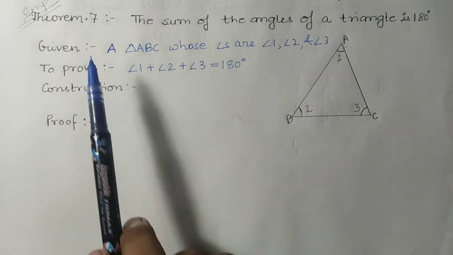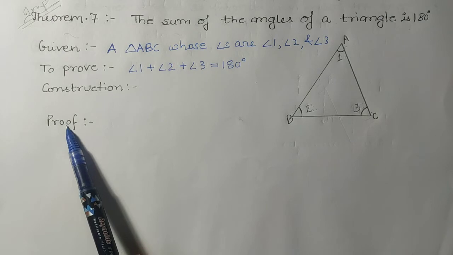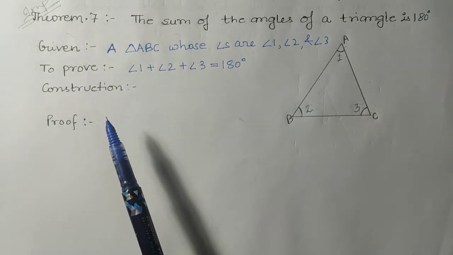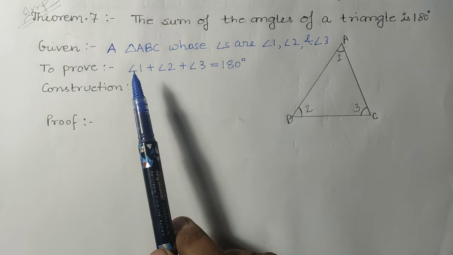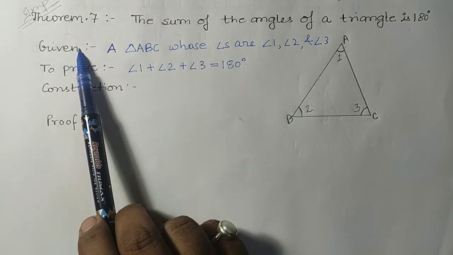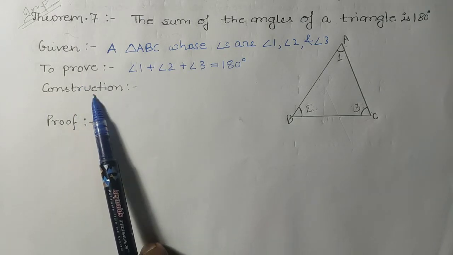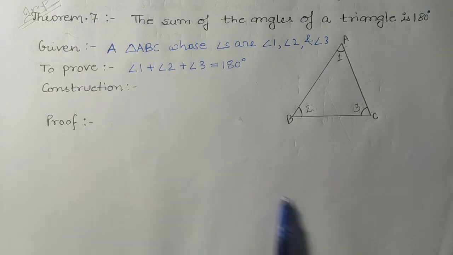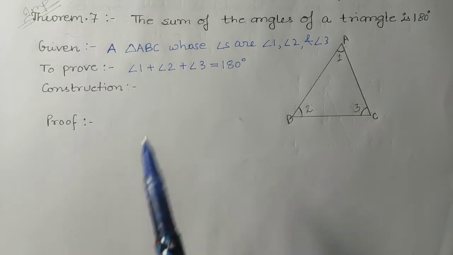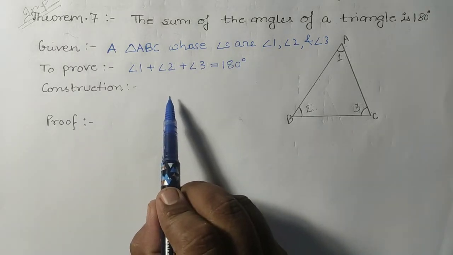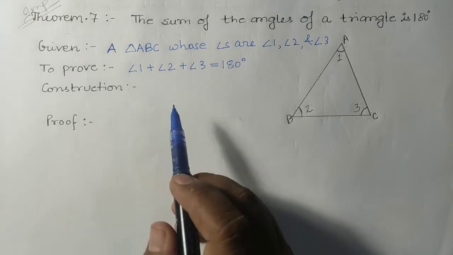See students, the marks are divided across all these headings according to the marks of the question. Suppose it is a 4 marks question, so half a mark will be on given, half a mark on to prove, half a mark on construction, and the rest of the marks are on your proof part. So it is very important to prove the theorem in a proper way. Now in this theorem we'll do some construction also.